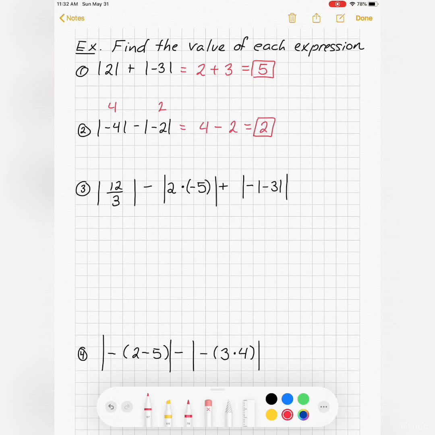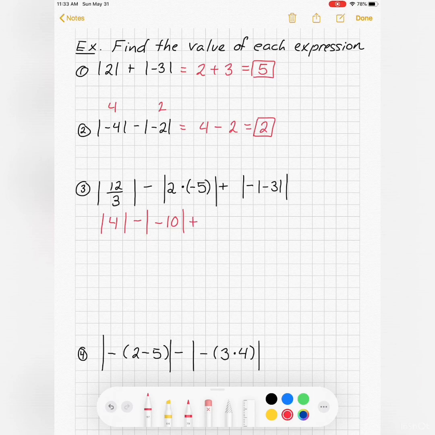Here's one a little more interesting. So let's start inside the parentheses. What's 12 divided by 3? 4. Okay, here I have 2 times negative 5. So if I'm $5 in debt, if I double that, then I'm $10 in debt. So 2 times negative 5 is negative 10. In other words, a positive number times a negative number is a negative number, right?